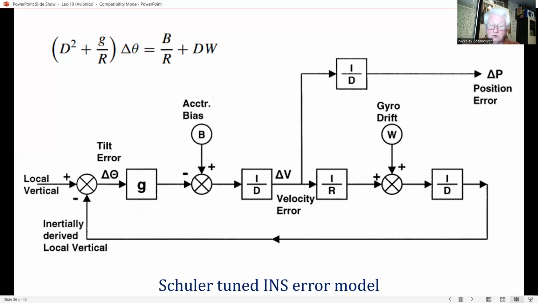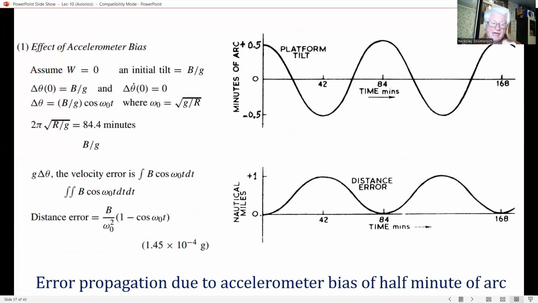The effects of accelerometer bias and gyro drift are considered separately for the sake of simplicity. The effect on the system of a combination of disturbing inputs of accelerometer bias and gyro drift can then be inferred. Let's look first at the effect of accelerometer bias. In this case, assume W equals 0. So the accelerometer bias can be equated to an initial tilt, proportional to B over G in radians.